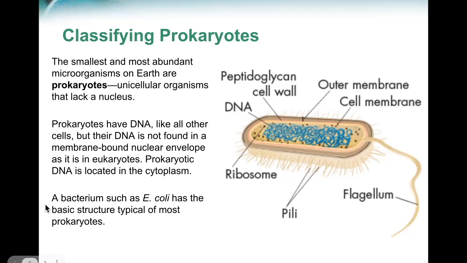A bacterium such as E. coli has the basic structure typical of most prokaryotes: peptidoglycan cell wall, an outer wall, and then cell membrane. And inside that is the DNA with the ribosomes and flagellum.